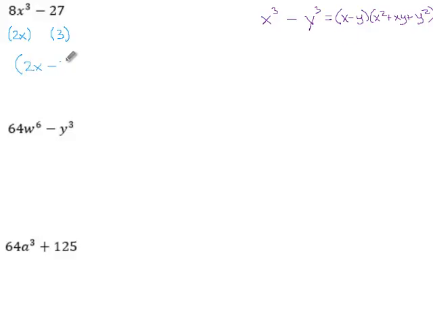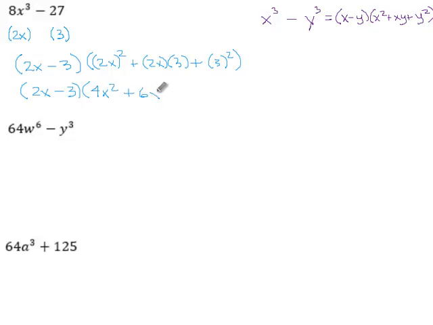First minus second times first squared, that's 2x all squared, we'll deal with that in a minute, plus first times second plus second squared. Good. So we're not working with these two values at all. We're working with their cube roots. When I say first, I mean this one. When I say second, I mean that one. And if we clean all this up, we get 2x minus 3. Then we get 4x squared plus 6x plus 9. And that's probably as far as this will factor.